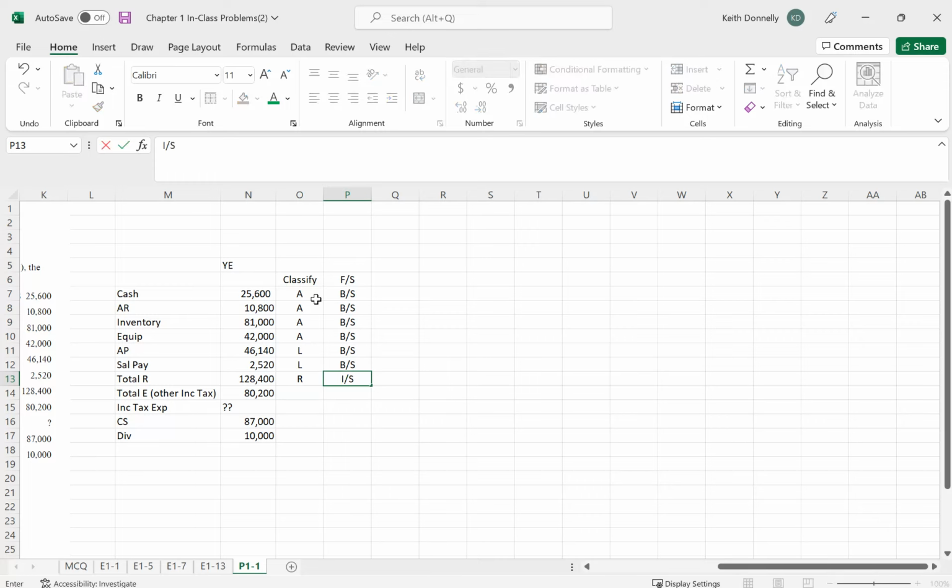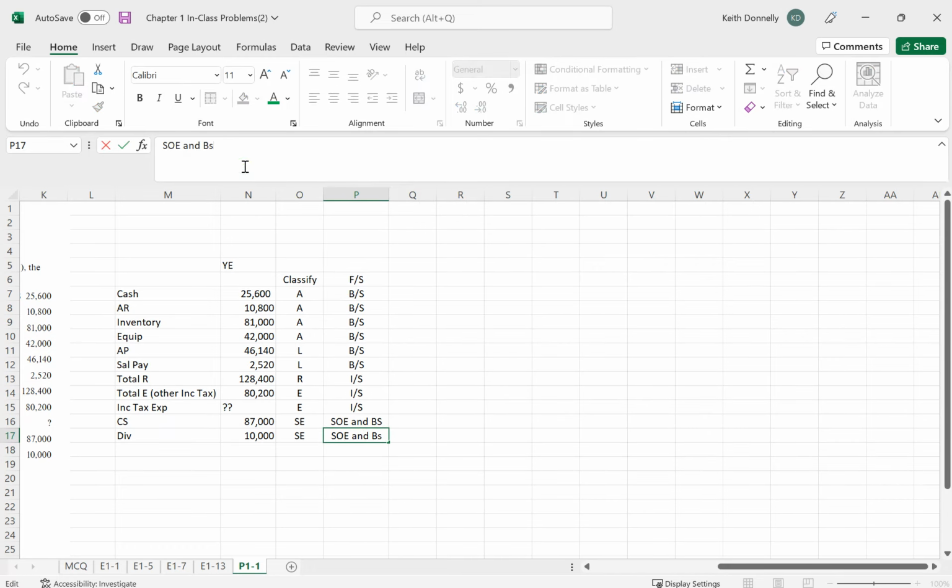Total revenues, which are a revenue on the income statement. Total expenses, that's an expense on the income statement. Income tax expense is an expense on the income statement. And then we have common stock and dividends, which are stockholder equity accounts. And those relate to the statement of owner's equity and the balance sheet. Okay, so what we did is we just went through, we listed them out, we classified them, we said what financial statement they're on. Let's start with an income statement.